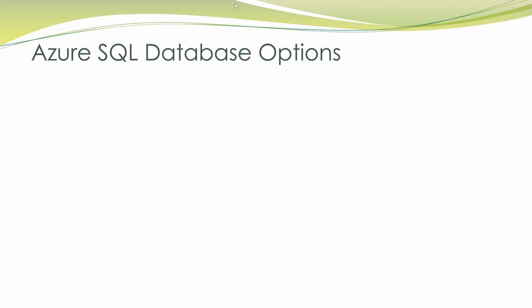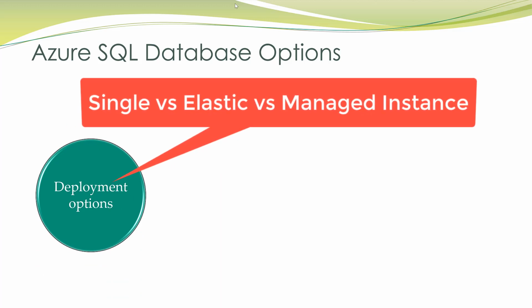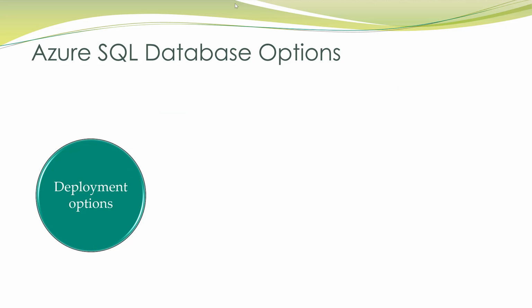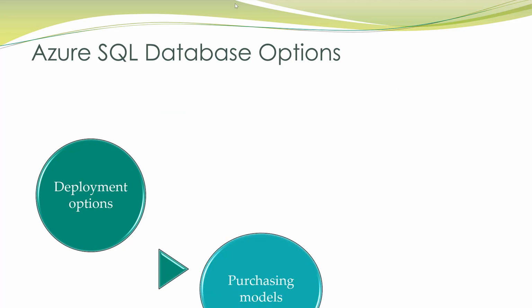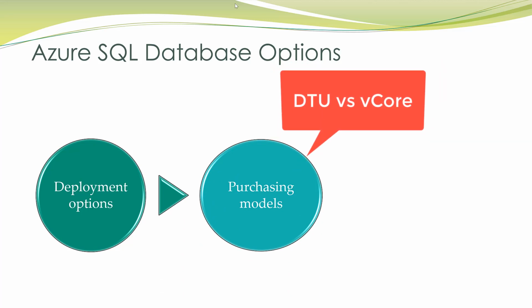So let's recap. In this module, we talked about three important Azure SQL Database concepts. The first one is the deployment option. You can choose from single database, elastic pool, or managed instance. After choosing the deployment option, you need to choose a purchasing model. You can choose from DTU based or vCore based. The DTU based purchasing model is only available for single database and elastic pool. The vCore based purchasing model is available for all the deployment options.